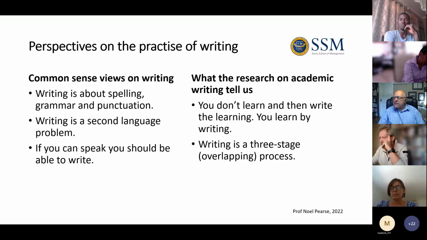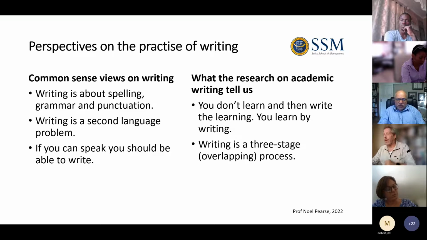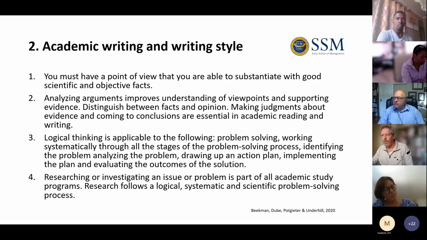Academic language is more formal, and you have to actually follow the structures and rules I'll tell you a little bit about. And what is also important is you don't learn and then write the learning, you learn by writing. So you'll see writing is a three-stage overlapping process, and actually in the first phase of writing, which is called pre-writing, you learn by writing. You write down your ideas in a very informal manner first in order to crystallize your ideas before you go over to make it more formal.